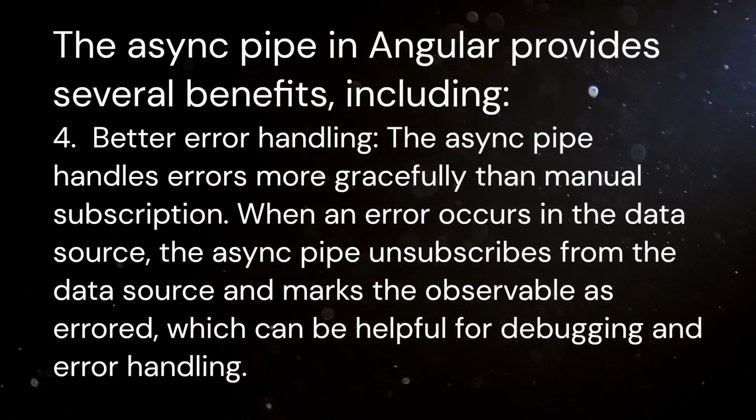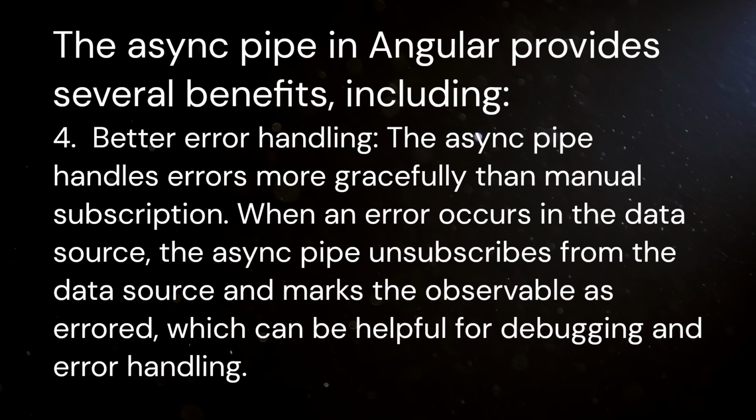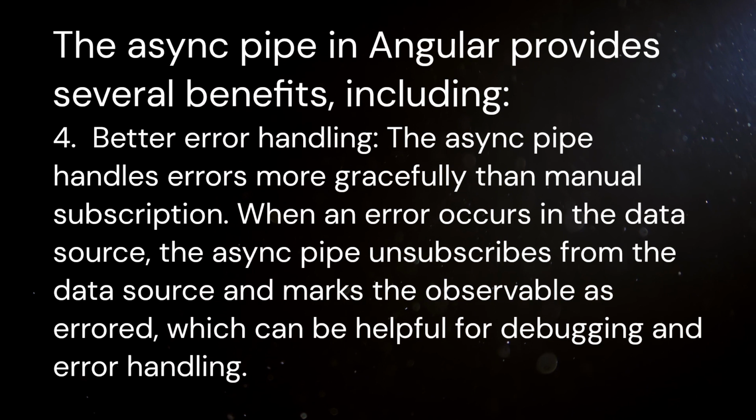The fourth benefit is better error handling. The async pipe handles errors more gracefully than manual subscription. When an error occurs in the data source, the async pipe unsubscribes from the data source and marks the observable as errored, which can be helpful for debugging and error handling.